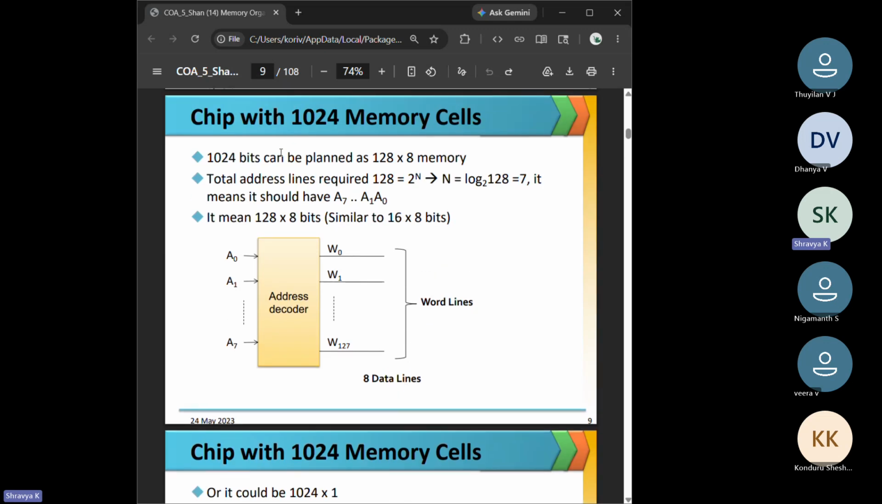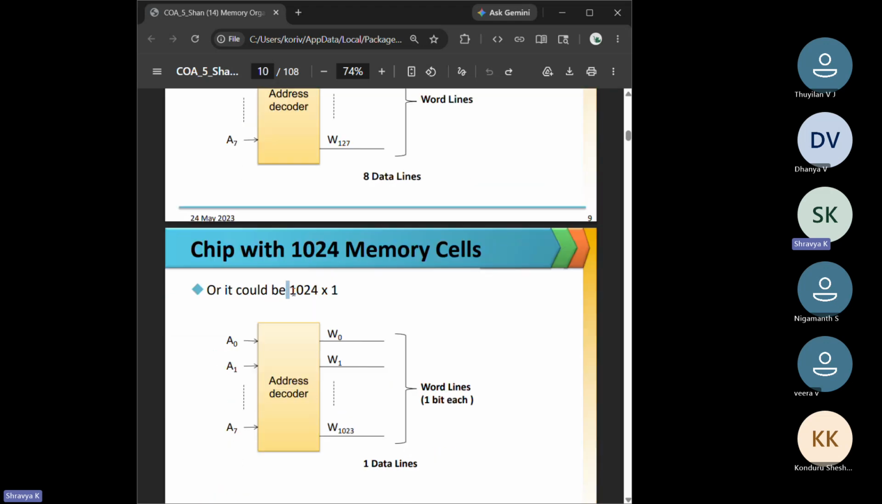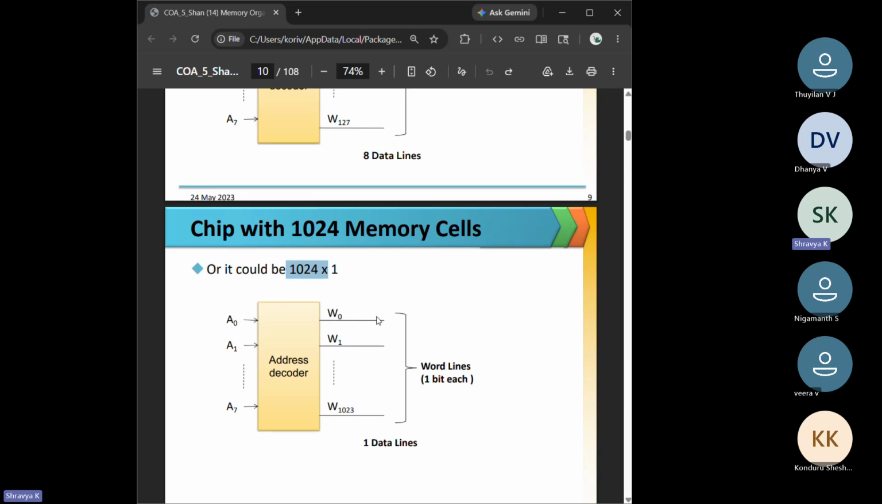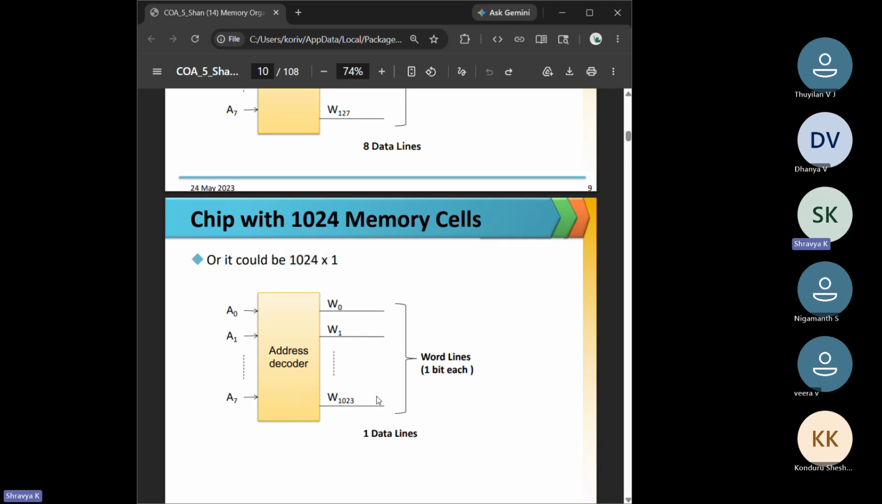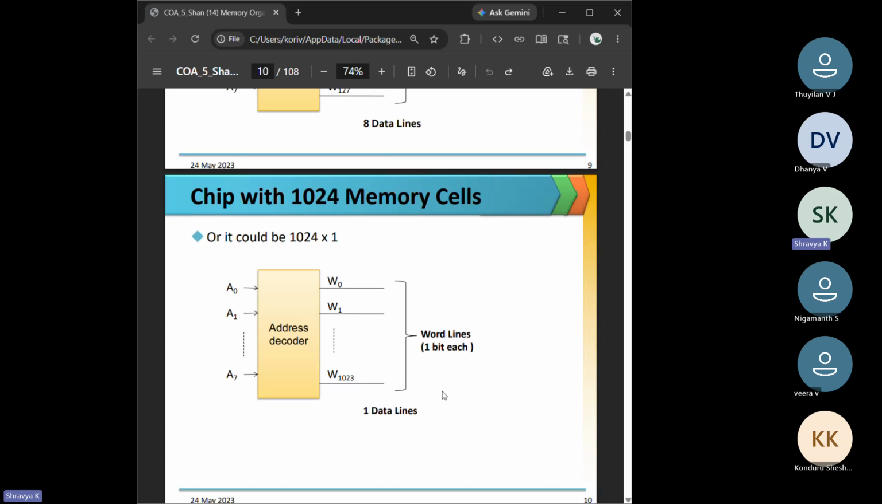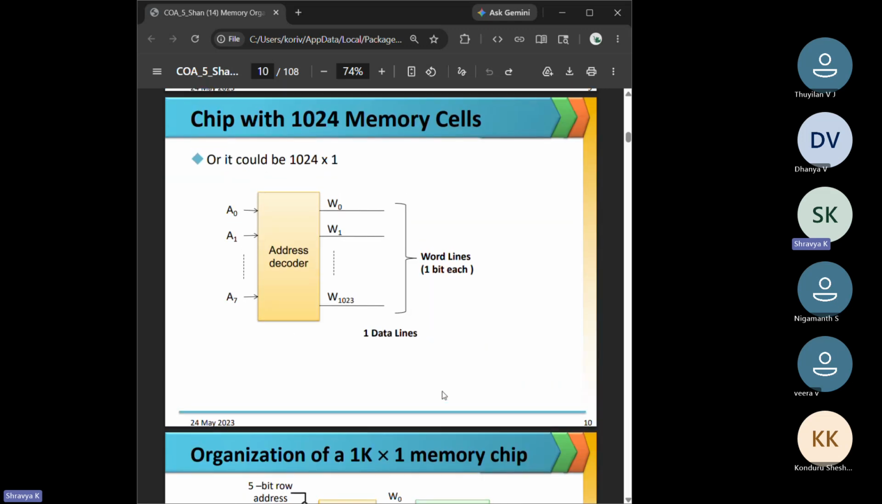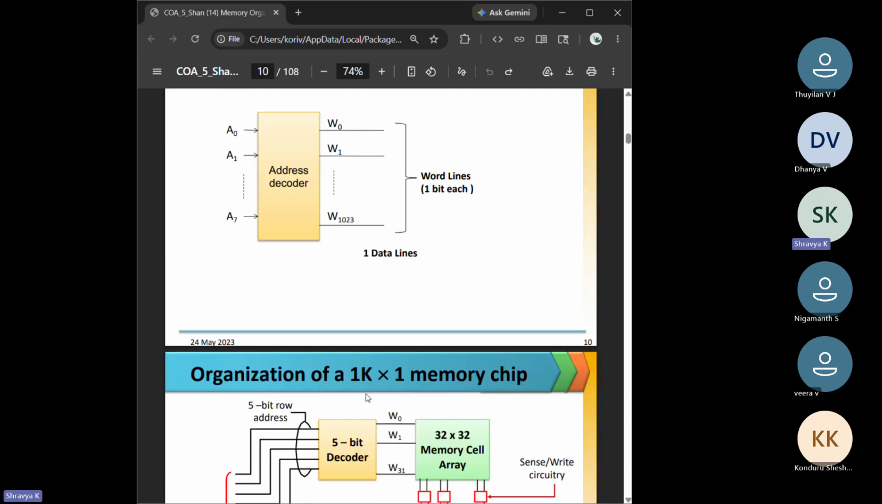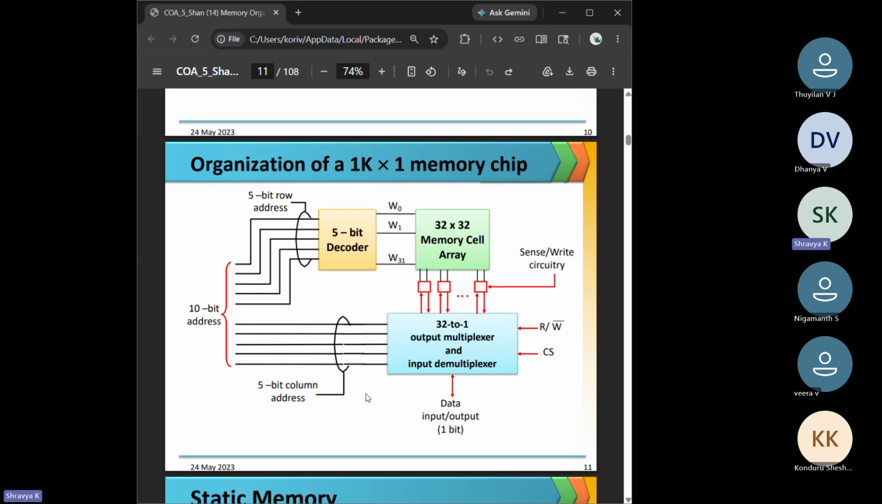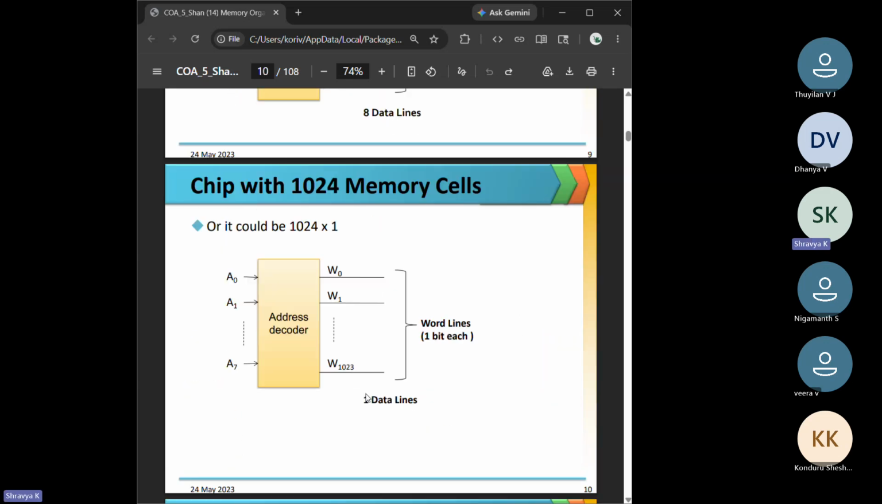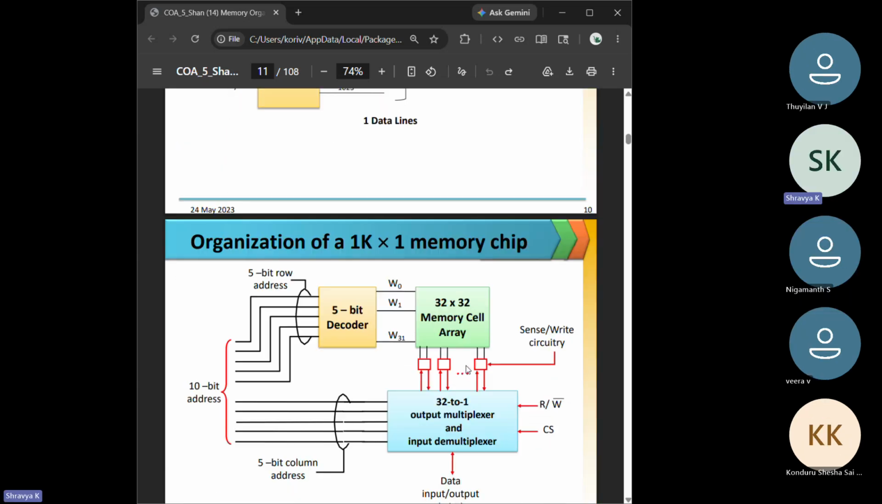So you could arrange a 1024-bit memory as 128 into 8, or you could arrange it as 1024 into 1. That would mean you have 1024 rows, or 1024 words, and the length of each of these words would be just 1 bit each. That is a different way to organize it, but as you can see, it would be a very long column, and it may not be the most efficient way.